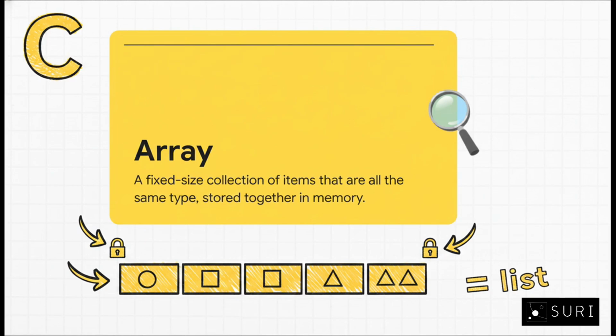So, what is an array, really? Well, at its heart, you can just think of it as a list. But it's a list that has to follow two very strict rules in C. First, it has a fixed size. You decide how big it is when you make it, and that's it. Second, every single item in that list has to be the exact same type. They all have to be integers, or all floats, or all of whatever you choose.